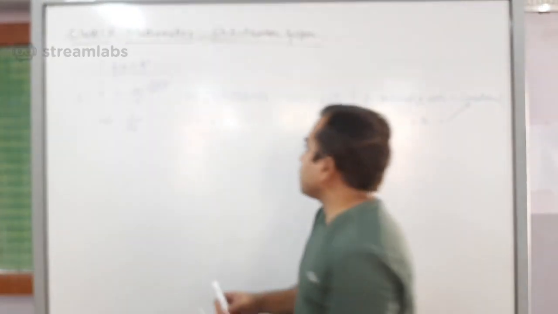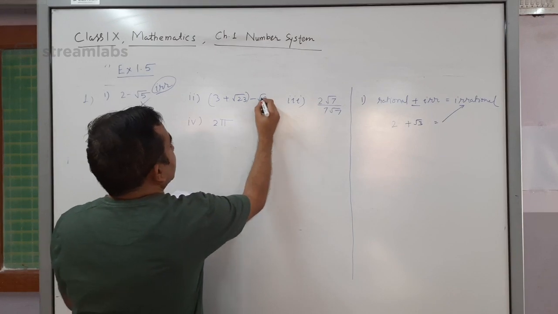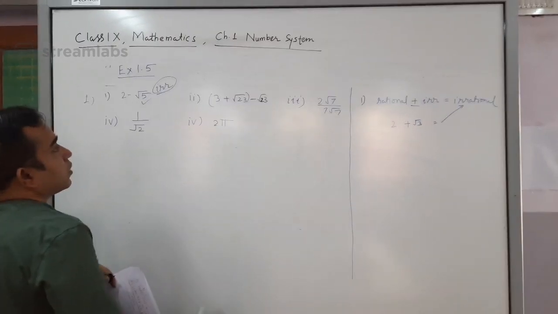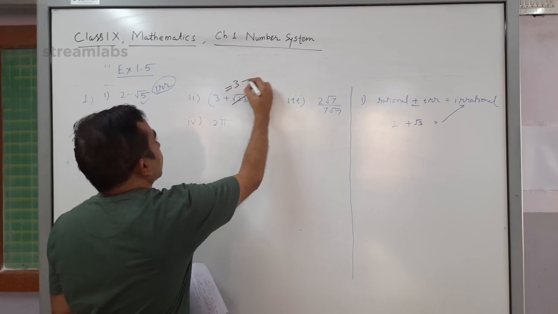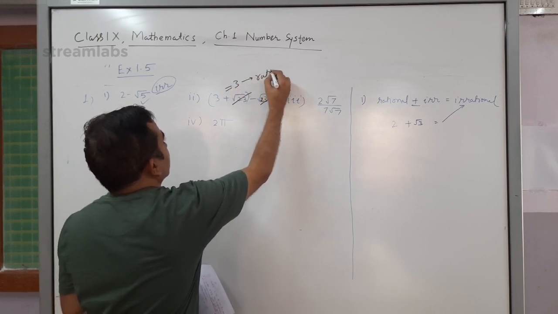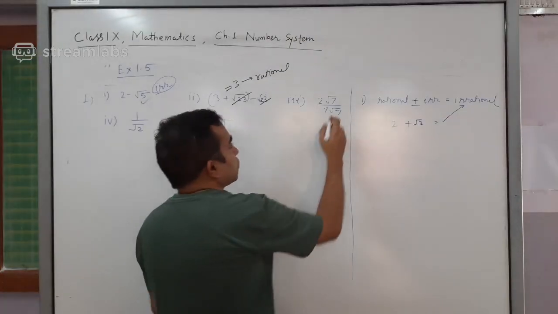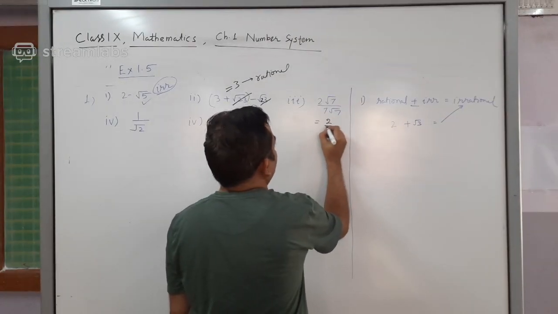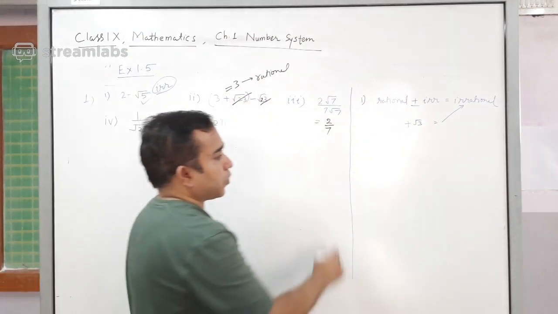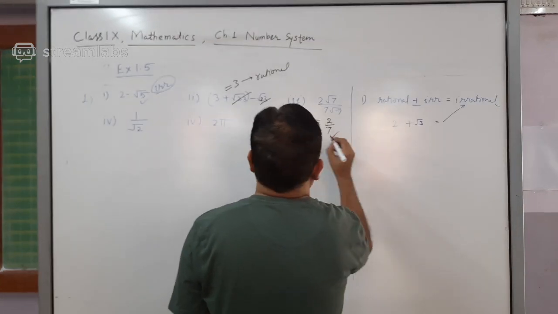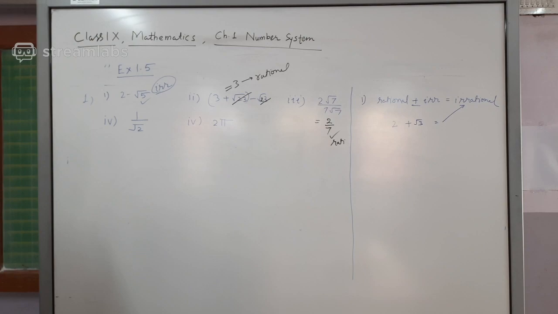And what about the second part? 3 plus 2 root 3 minus 3 plus root 23 minus root 23. So if you simplify, this will get cancelled and this will be equal to 3, which is what? Rational. Here also you can simplify. 2 root 7 upon 7 root 7 will be same as 2 upon 7. No square root of primes. This is purely rational number, right?